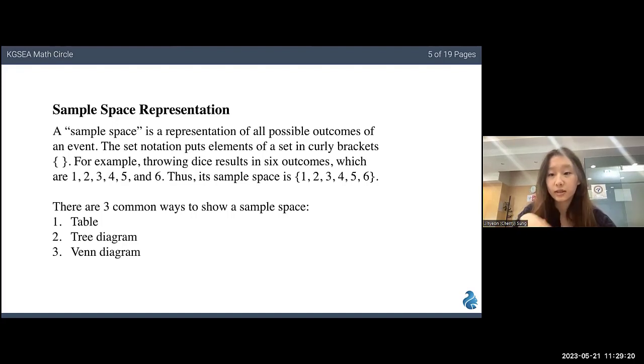Other than using the set notation, you can show sample space through 3 common ways. One is a table, there's also a tree diagram and a Venn diagram.